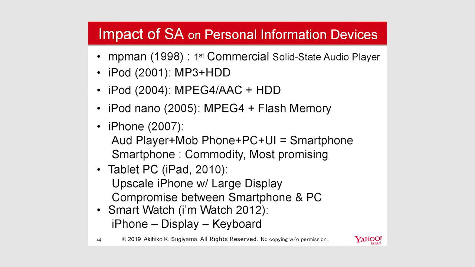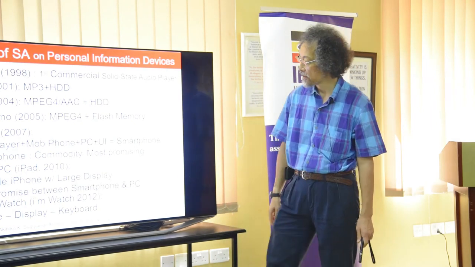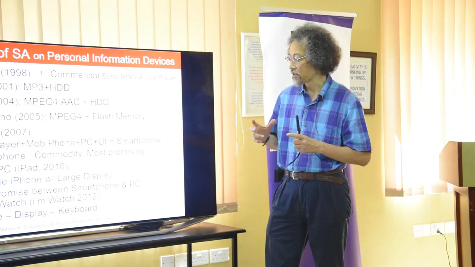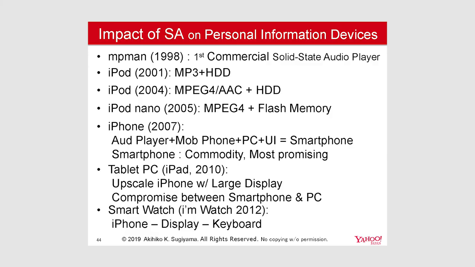And then iPhone came up in 2007, which is an integration of an audio player and a modem, communication modem, to connect it to the communication network. Okay? So that's what a smartphone is. And then now smartphone is a commodity and most promising these days. People wanted a bigger screen, so that was the motivation for Apple to develop iPad, released in 2010. And this is actually an upscale iPhone with larger display. Yes, what it is. And compromise between smartphone and personal computers.